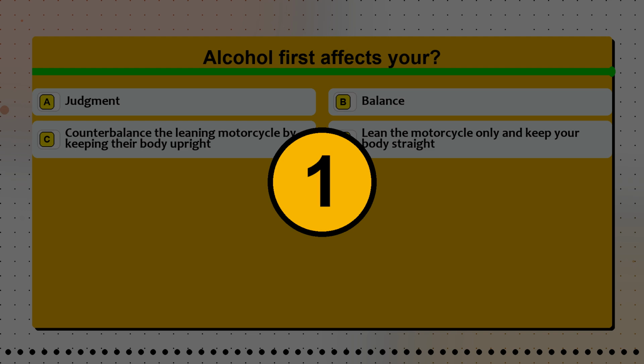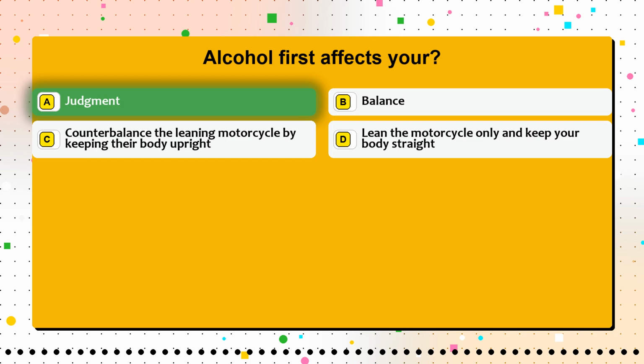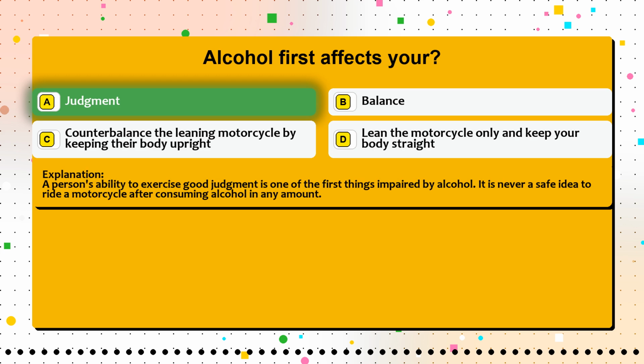The correct answer is option A. Judgment. A person's ability to exercise good judgment is one of the first things impaired by alcohol. It is never a safe idea to ride a motorcycle after consuming alcohol in any amount.